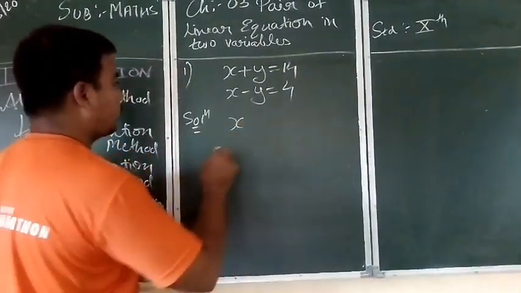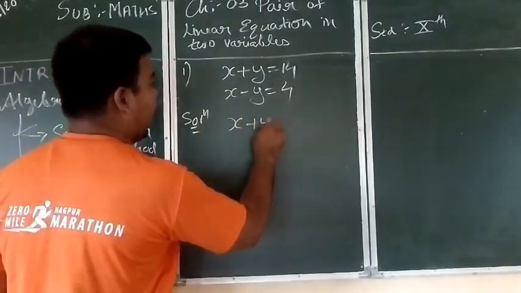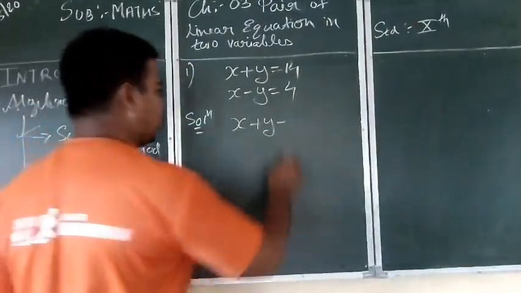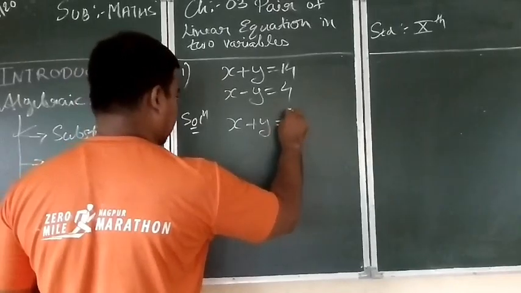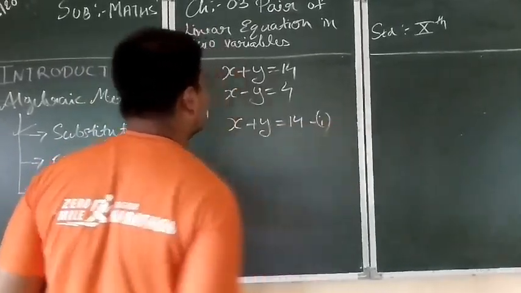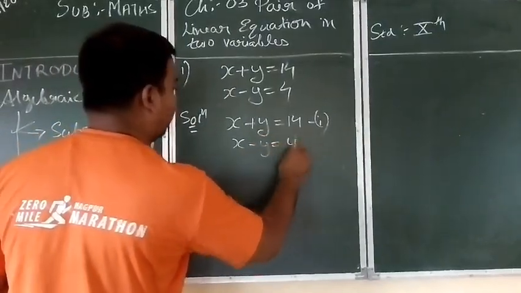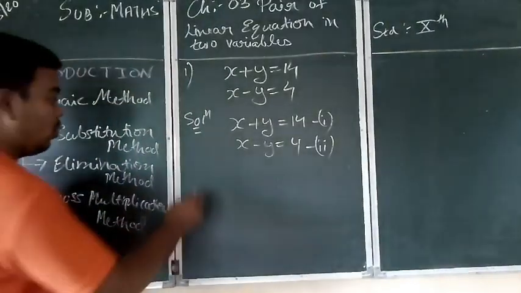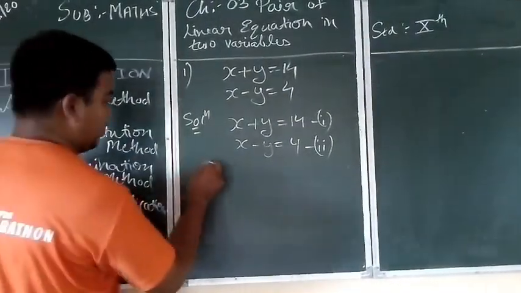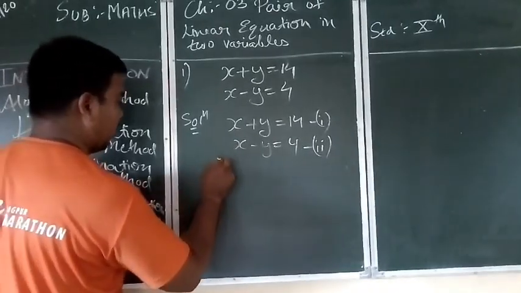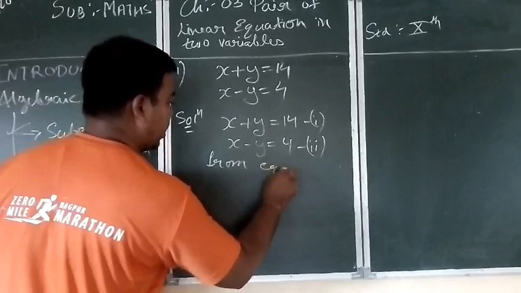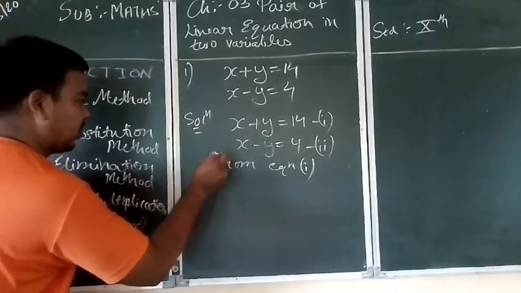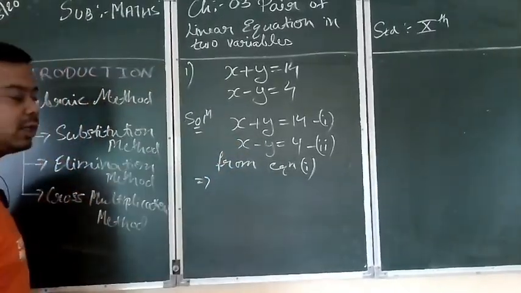So x plus y, the 14 on this side, so write minus 14. So you can write x plus y equal to 14 as the first equation, and x minus y equal to 4 as the second equation. Okay, now we solve by substitution method. Substitution method means we take one equation first. So I take the first equation, x plus y equal to 14.